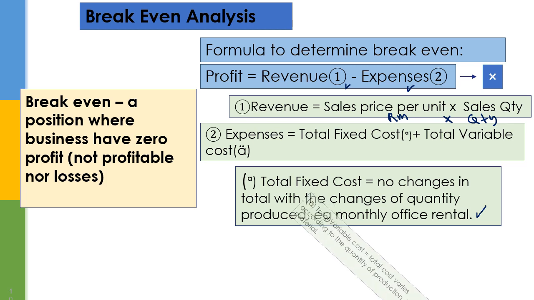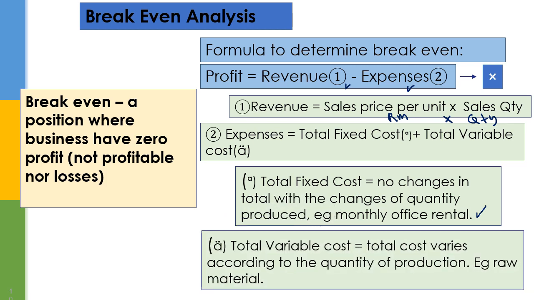Next one is the total variable cost. What does it mean? Total cost varies according to the quantity of production, for example, raw material. So variable cost is actually cost that varies in total, directly and proportionally, with the activity level.